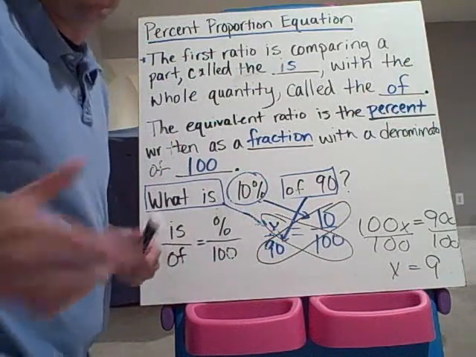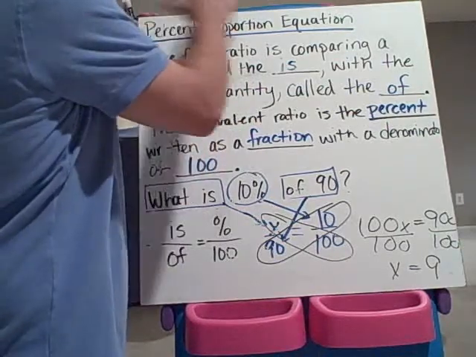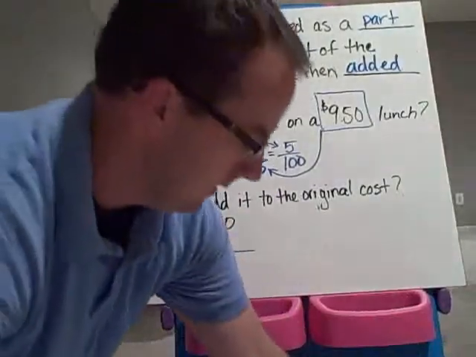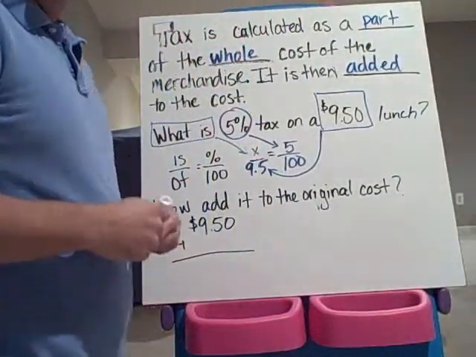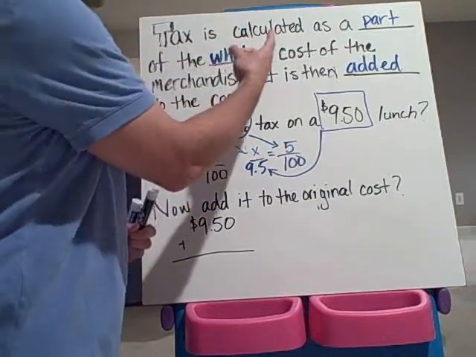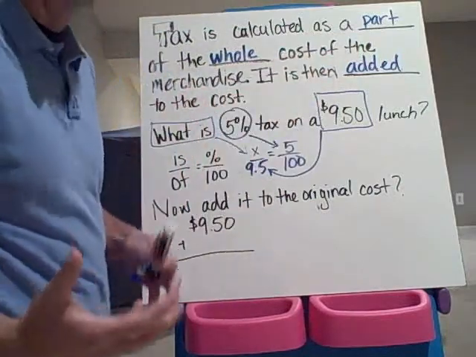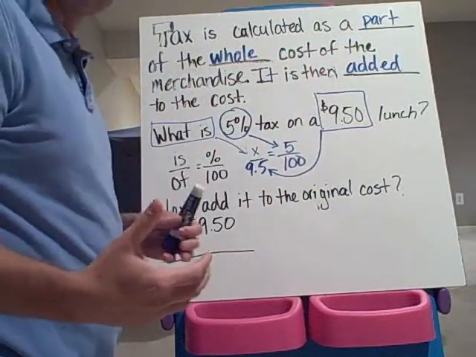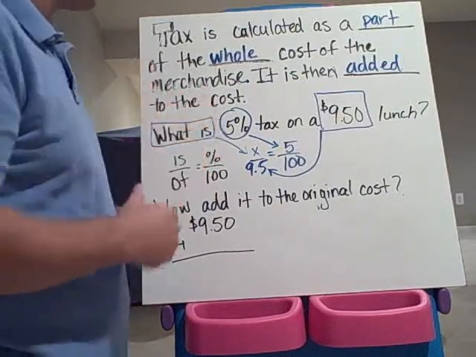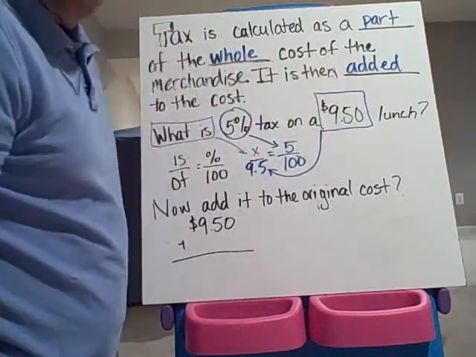All right, so let's take a look at that young man's situation where he's trying to pay the tax on his bill. Because we all have to pay the tax man, right? Whether it's income tax or property tax, in this case it's sales tax. The tax is always calculated as a part of the whole cost of the merchandise that you buy. Anywhere you go, when you buy something, you're going to have to pay a tax on top of that. So they calculate it as a portion of the whole. It is then added to the original cost.